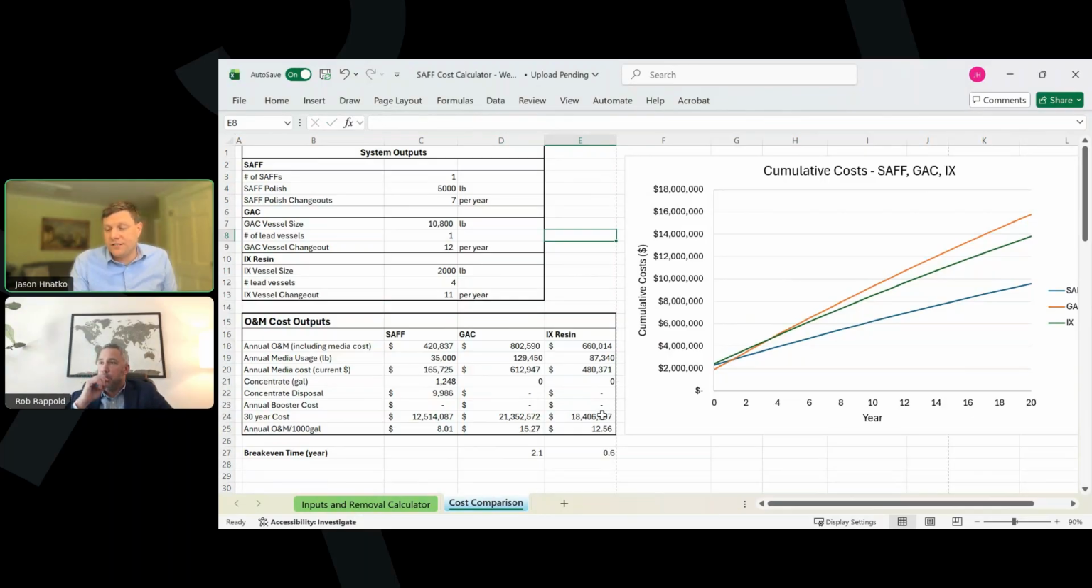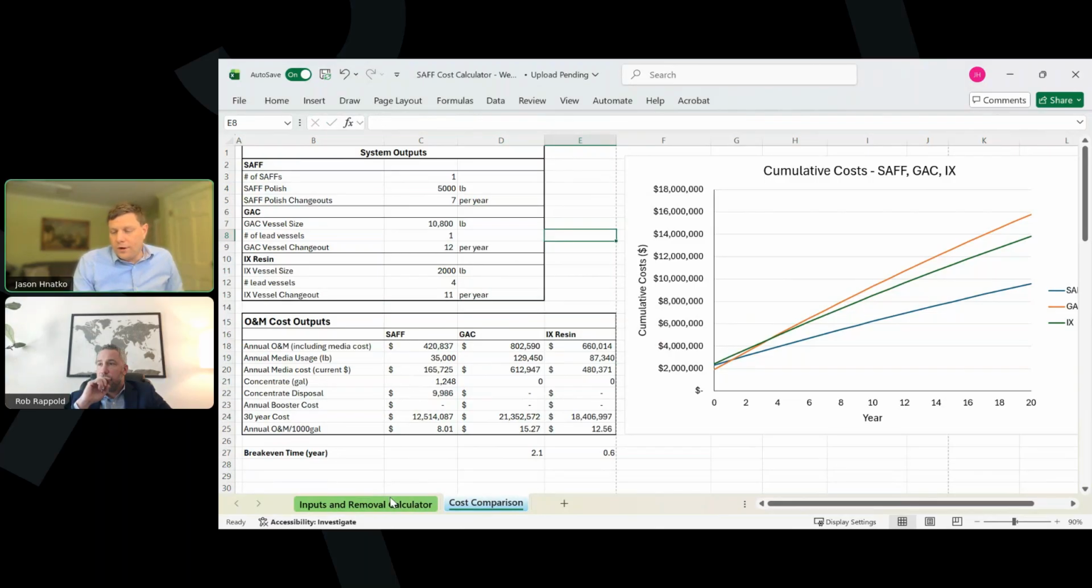And you can see that media cost is really what drives this difference. So we have 65,000 in media cost for SAFF versus 600,000 for granular activated carbon. And then when you look at the total cost that includes those, you can see SAFF is about half the price of the granular activated carbon for annual O&M. And that's how you're able to get that payback of about 2 years of SAFF versus carbon and a little under a year for SAFF versus ion exchange resin.